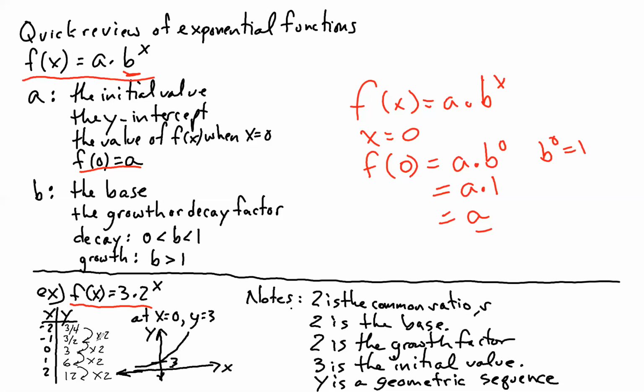Notice each time we are multiplying by 2, times 2, times 2, times 2. That's typical of an exponential function because every time x goes up by 1, you're multiplying by 2. So 2 is the common ratio. These exponential functions generate a list of numbers y that is in geometric sequence. Another name for 2, of course, is the growth factor. And 3 is our initial value, the value of f of x when x is equal to 0.